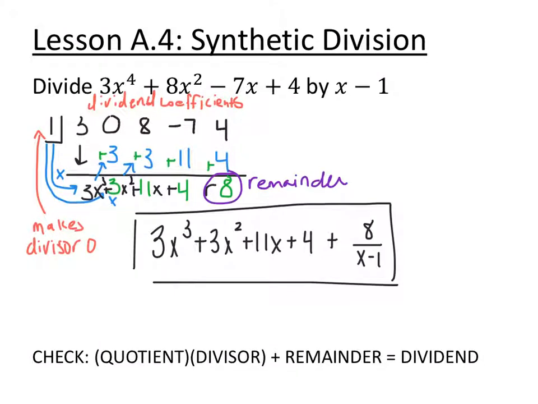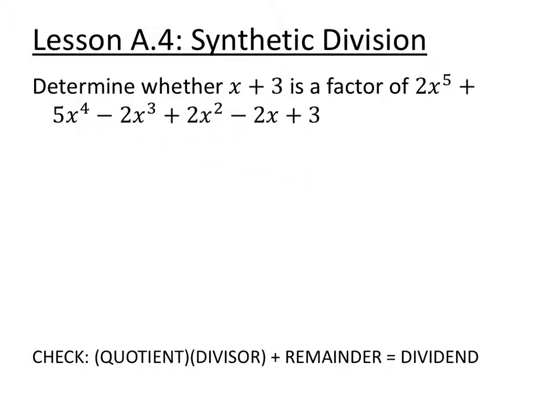When you divide 3x to the 4th plus x squared minus 7x plus 4 by x minus 1, you end up with 3x cubed plus 3x squared plus 11x plus 4 plus 8 over x minus 1, or with a remainder of 8. This is a slightly different question.